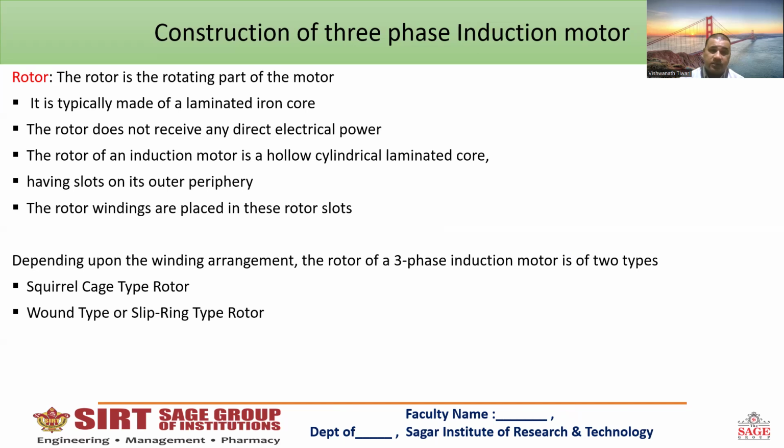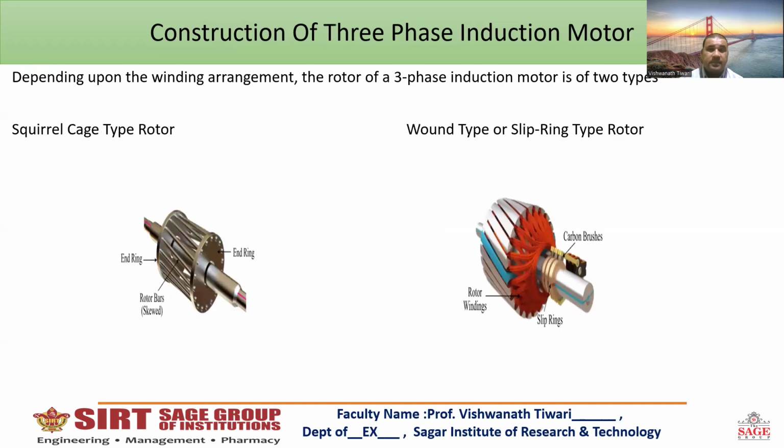The rotor has two types. There are two types of rotor, squirrel cage type rotors and wound type rotors. Depending upon the winding arrangement, the rotor of a three-phase induction motor is of two types, squirrel cage type rotors and wound type rotors. In this figure, you have to see this is called a squirrel cage type of rotor and this is called wound type of rotors.